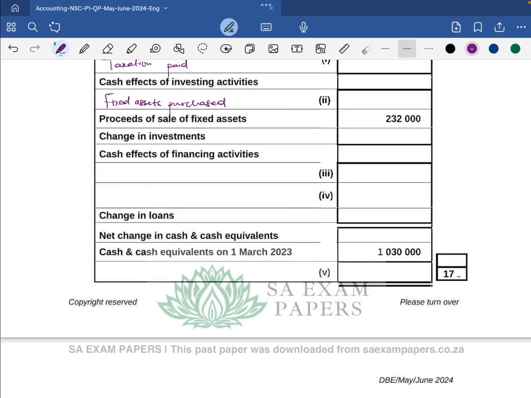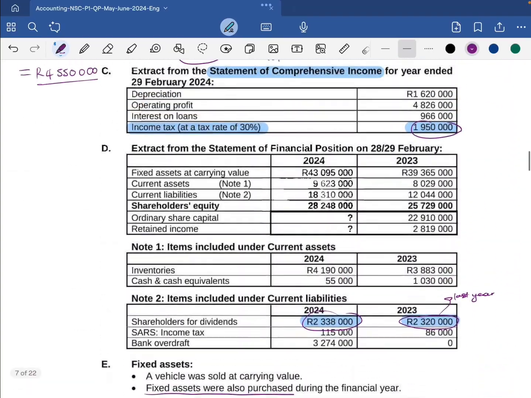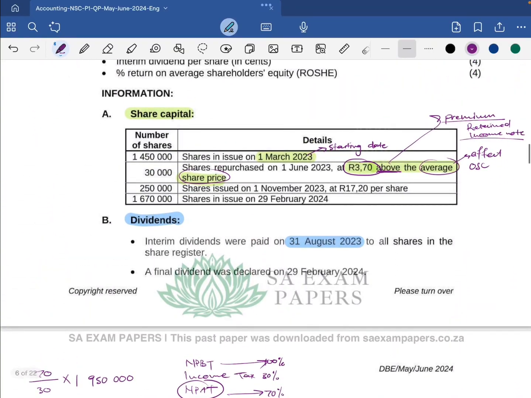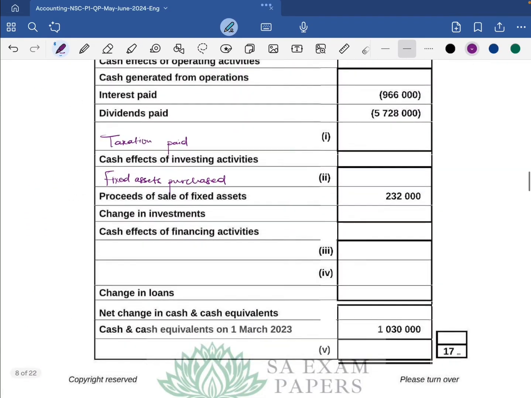Financing activities, we're talking about the issue of shares. We're talking about getting a loan. It's basically how are we going to fund the business, right? So when we go to information A, just to confirm on our share capital, we did issue some shares on the 1st of November 2023 at 17 rand 20 per share. So now we're just filling in the structure, then we'll work with the numbers as we go.